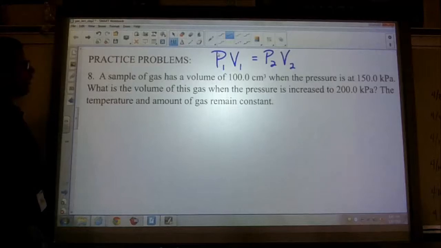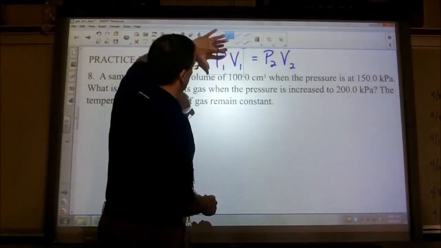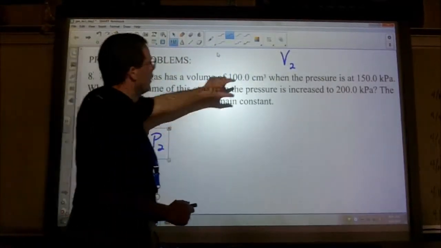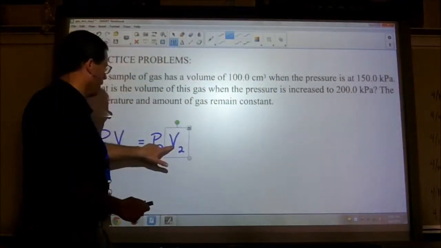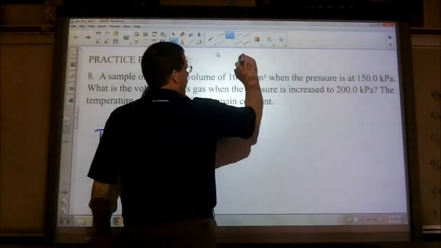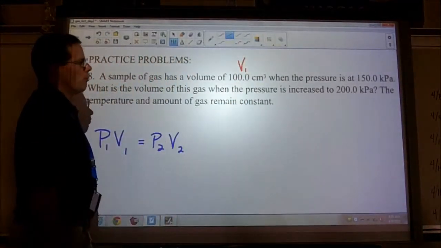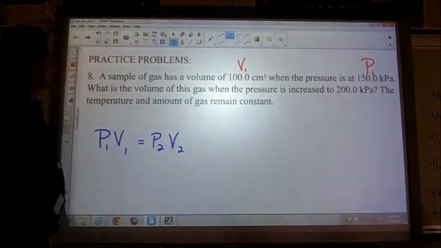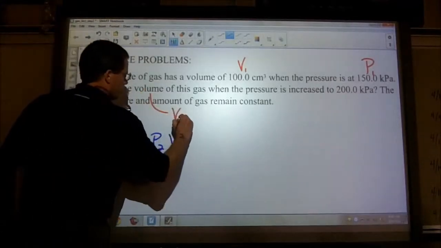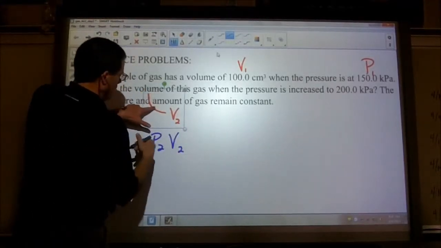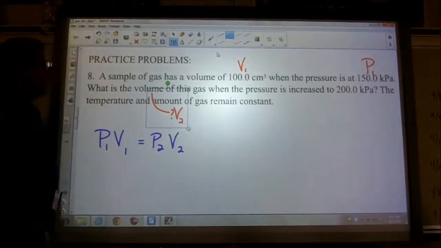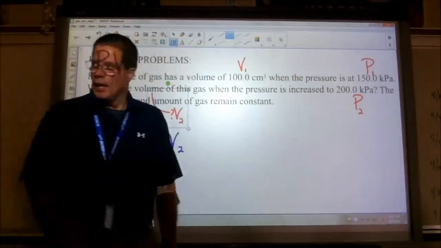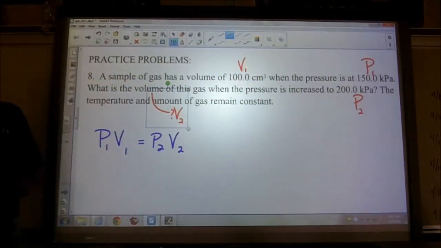It says a sample gas has a volume. Okay, so the question says a gas has a volume of 100 centimeters cubed when the pressure, so our initial pressure, is 150 kilopascals. What is the volume when the pressure is increased to 200 kPa? You may notice that those numbers look very similar, but the units are different.